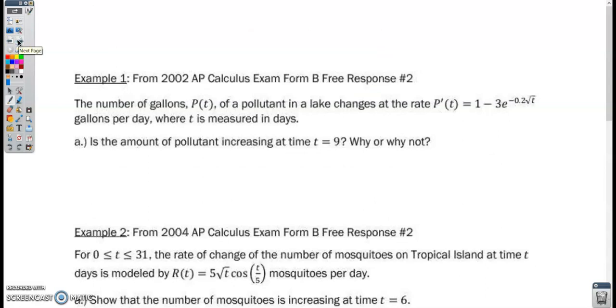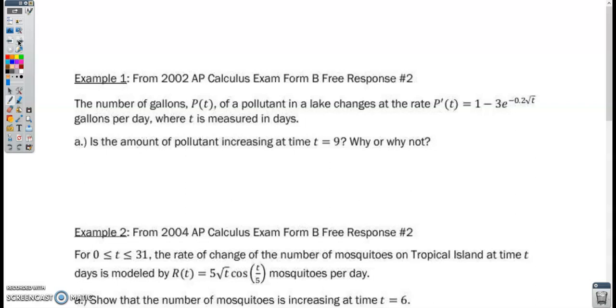Example number 1, from the 2002 AP Calculus Exam Form B, free response question number 2. This is a calculator active question. The number of gallons P of t of a pollutant in a lake changes at the rate P prime of t equals 1 minus 3e to the negative 0.2 square root of t gallons per day, where t is measured in days. Is the amount of pollutant increasing at time t equals 9?